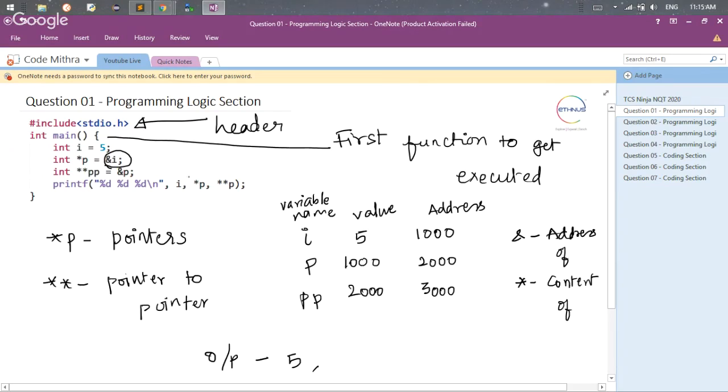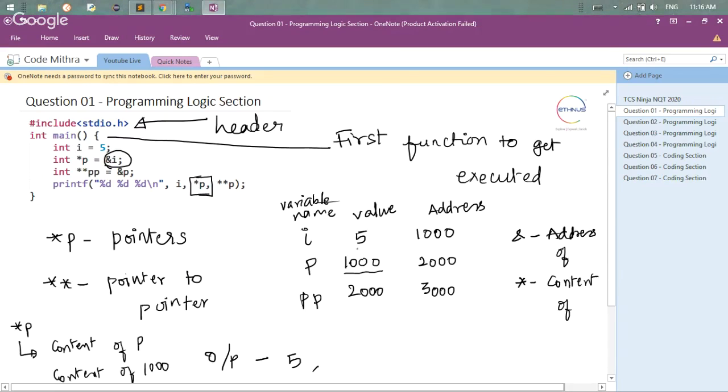Ampersand means address of, that's why I'm storing the address of I in P. Ampersand means address of, that's why I'm storing the address of P in PP. Star means content of. Now they are asking us to print the content of P. I is 5, and P is 1000. So when they say star P, they are asking us to print the content of P, which is nothing but the content of 1000. So what is the content of 1000? It is the value stored in address 1000, that's what content of 1000 means. So the answer will be again 5.